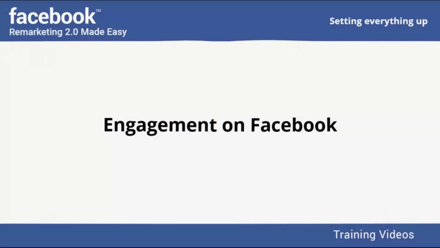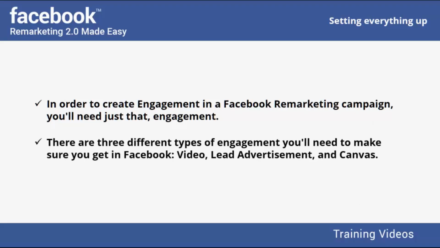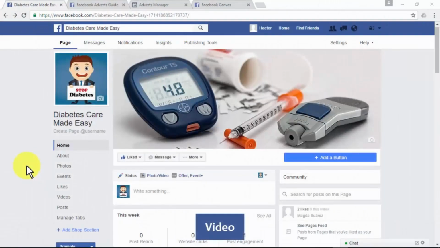Engagement on Facebook. In order to create engagement in a Facebook remarketing campaign, you'll need just that, engagement. There are 3 different types of engagement you'll need to make sure you get in Facebook: video, lead advertisement, and canvas. To set up a Facebook remarketing campaign for the video option, you'll need to create a list of people who have spent time watching your videos on Facebook. To create that list of people, you'll need to have people already watching your videos on Facebook. To make that happen, you'll obviously need a video.